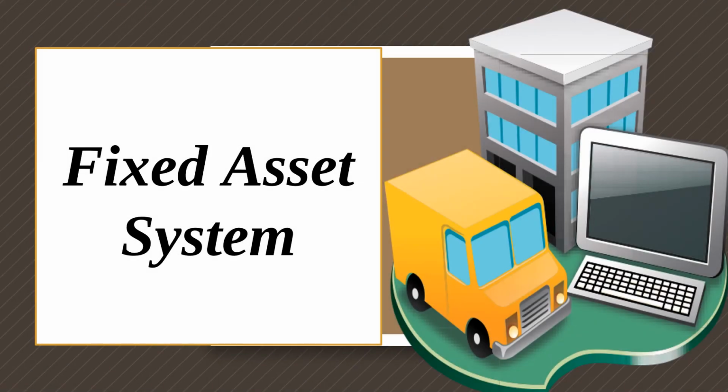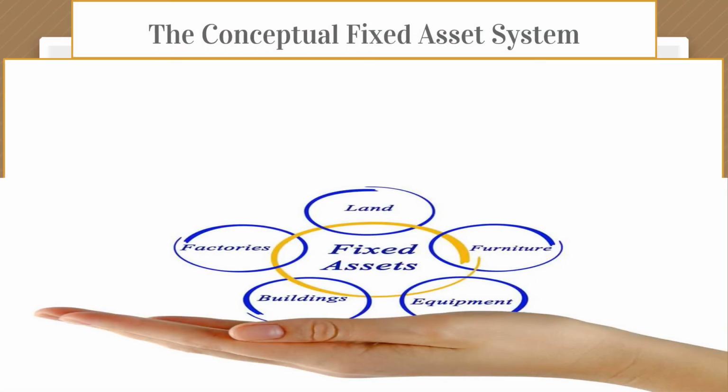Now we talk about the fixed assets system. Before we discuss the conceptual fixed assets system, let's first know what fixed assets are. Just to recall, fixed assets include land, property, furniture, equipment, buildings, and factories.